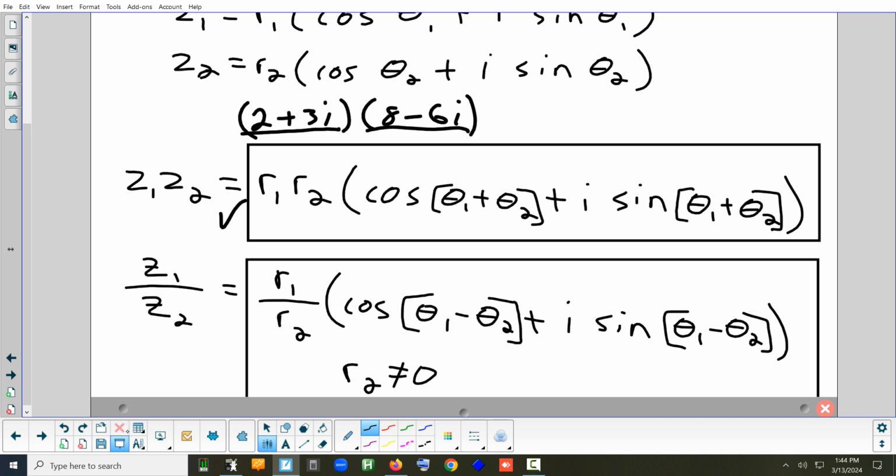And of course, the second radius could never be 0. If it was, you'd be dividing by 0.